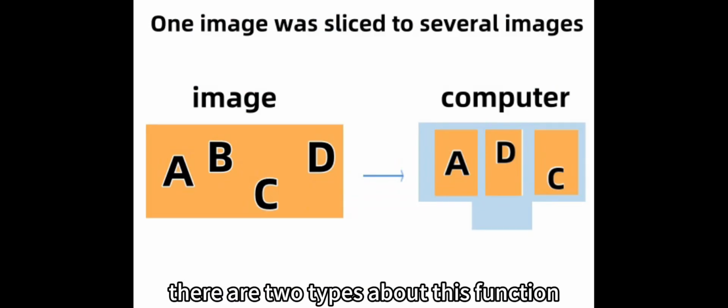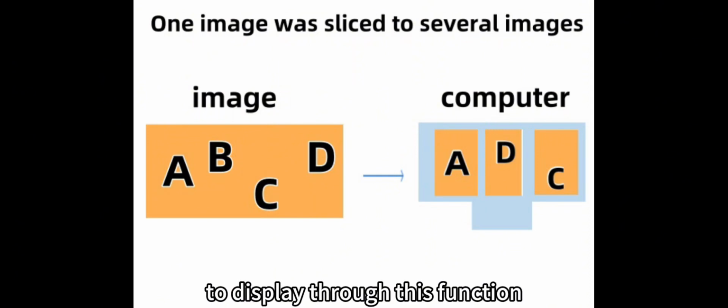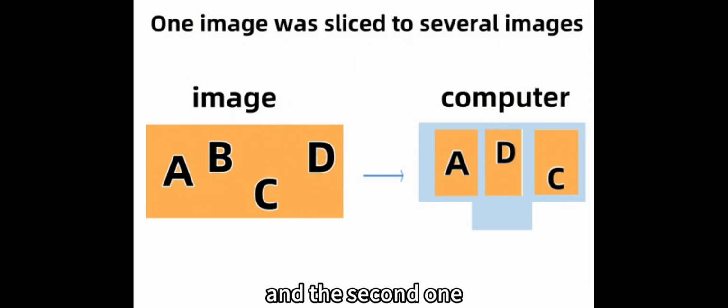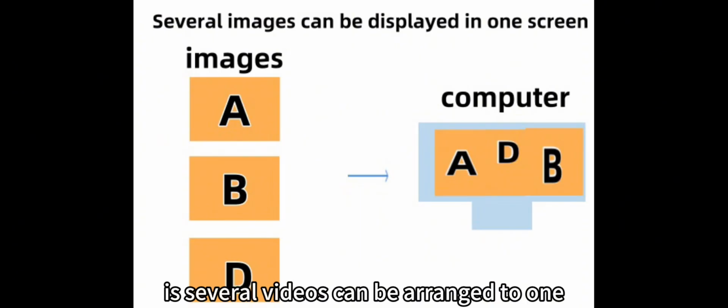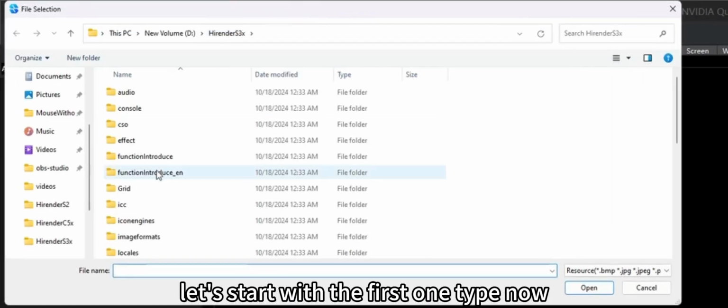There are 2 types of this function. The first one is that one single video can be sliced into several images to display through this function, and the second one is that several videos can be arranged on one display screen to play with this feature. Let's start with the first type now.